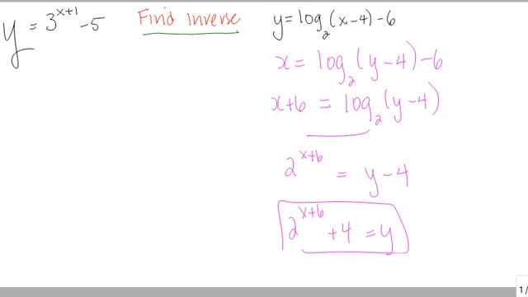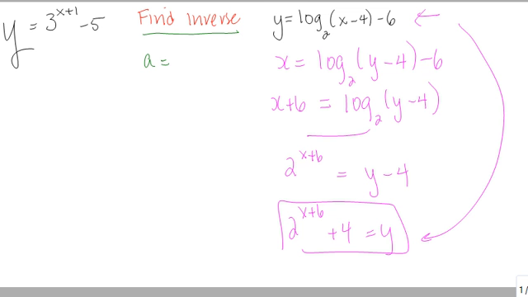And notice that I'm starting off with the log equation, and when I take the inverse, I get an exponential equation. So I think we can predict that if we start with an exponential equation, we should get a log equation. Before I do the next example, I just want to practice one thing with you.